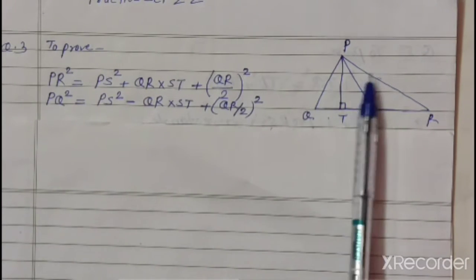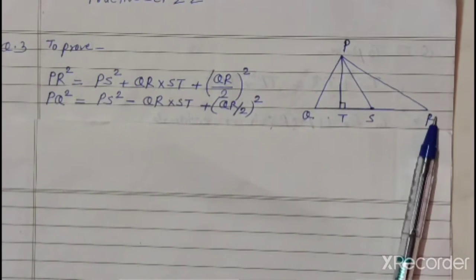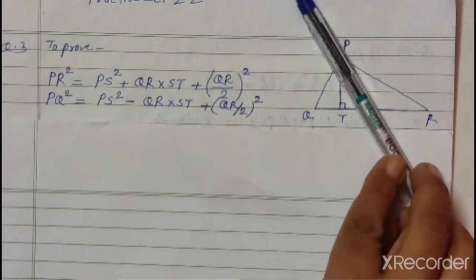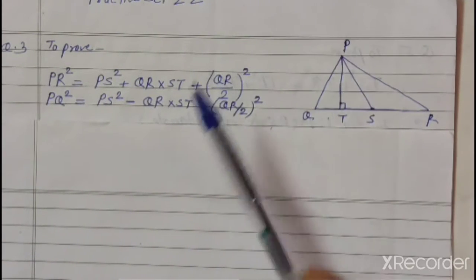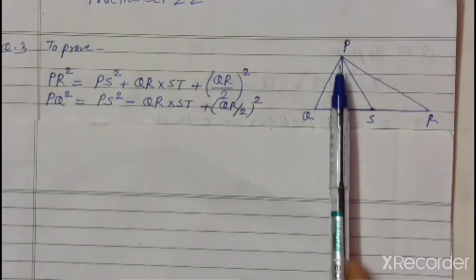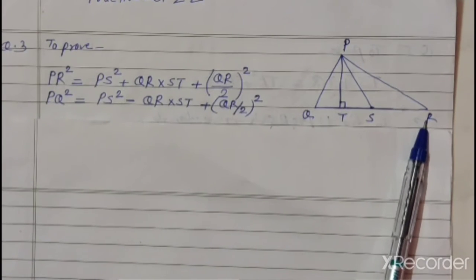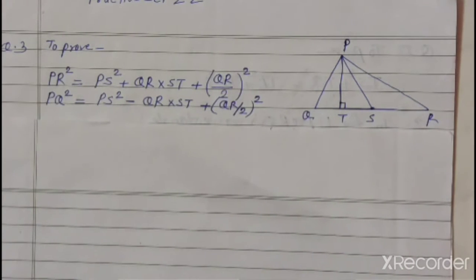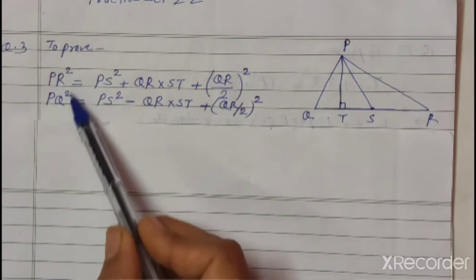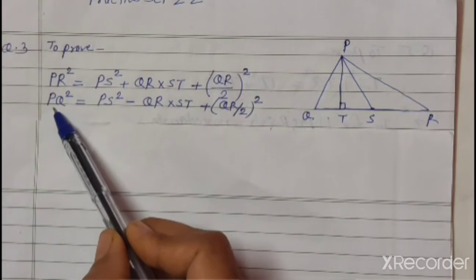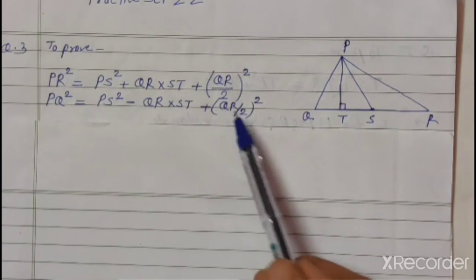In this question, this diagram is given, and in this diagram segment PS is a median and segment PT is perpendicular to segment QR. So from these given points, here we have to prove PR square and PQ square is equal to these terms.